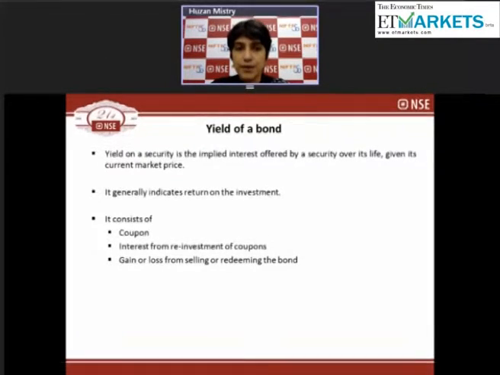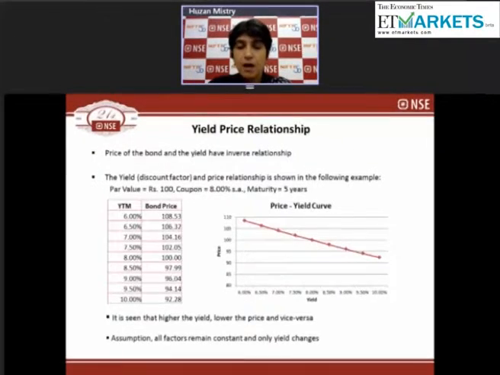at current market price. To arrive at yield, you obviously need to know the coupon. You are assuming a reinvestment of coupons when you're calculating yield, and the gain or the loss on selling or redeeming it. Yield and price bear an inverse relationship.